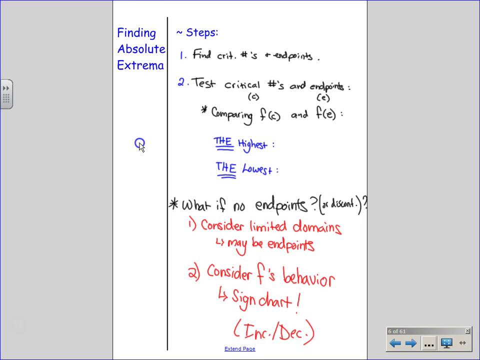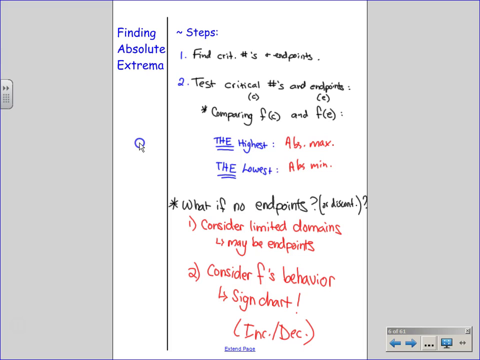Absolute. How high is your y? You guys know. We need critical numbers and we need endpoints. We're comparing actual values themselves. The highest is going to be our absolute max. The lowest is going to be the absolute min.